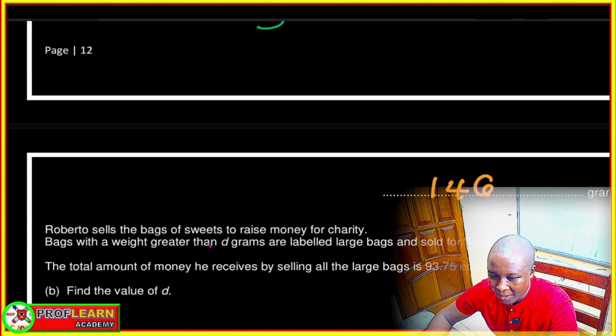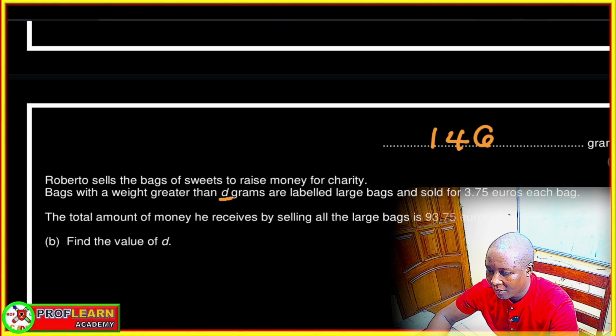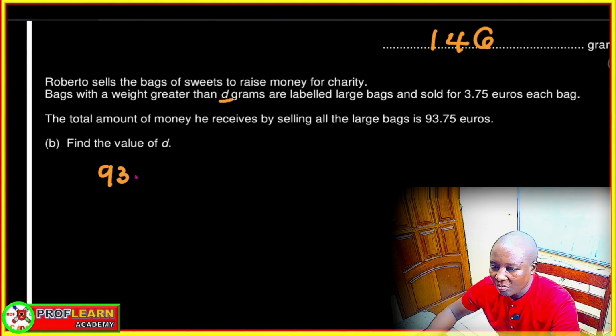Then we are told that Roberto sells bags of sweets to raise money for charity. Bags with weight greater than D grams are labeled as large bags. The total amount of money received by selling all the bags is 93.5, and each bag was sold at 3.75 euros. So which means that we can find how many bags.